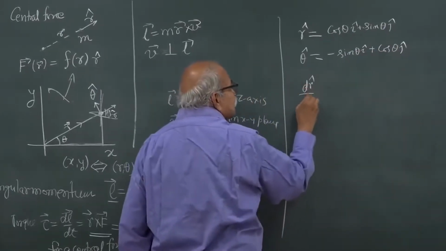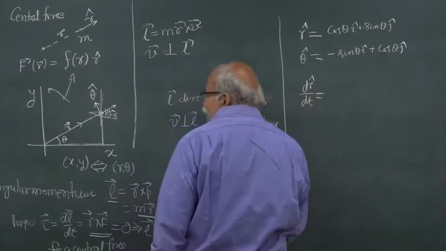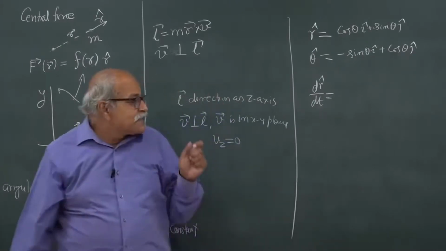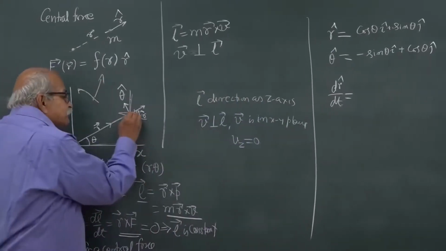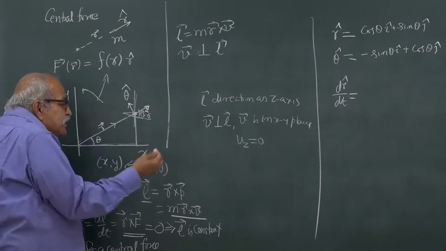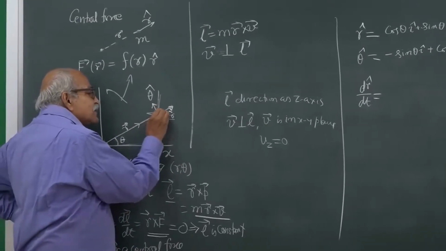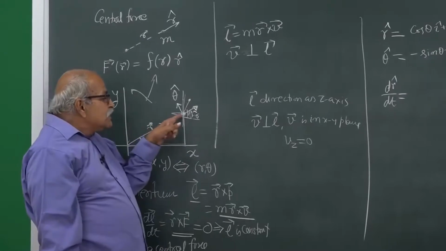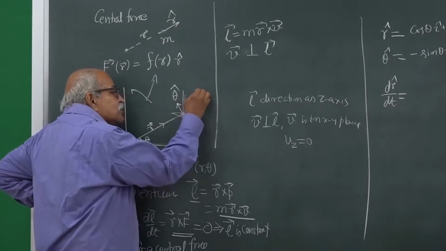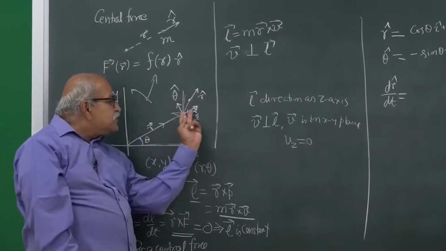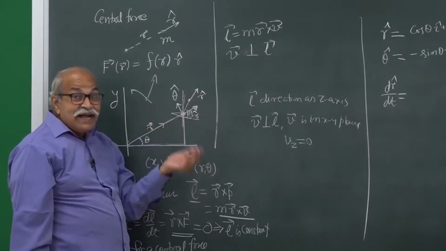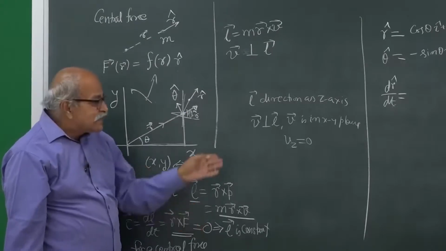Now, very interesting, what is dr cap dt? First, what does this mean, dr cap dt? The particle is here, you have an r cap direction, this is r cap. Then in a time dt, the particle goes from here to somewhere else, let us say here. It is an infinitesimal displacement, and now r cap is this. So, how much is the change in r cap? This vector minus that vector is the change in r cap, and therefore, I divide by dt and I get this dr cap dt.